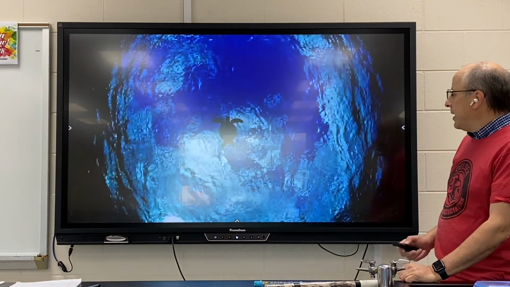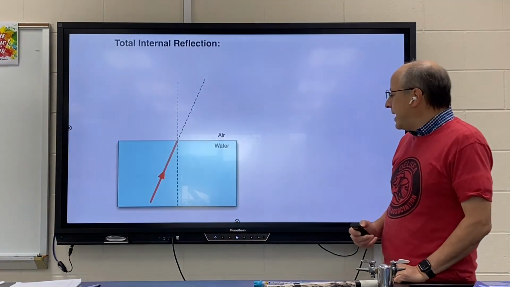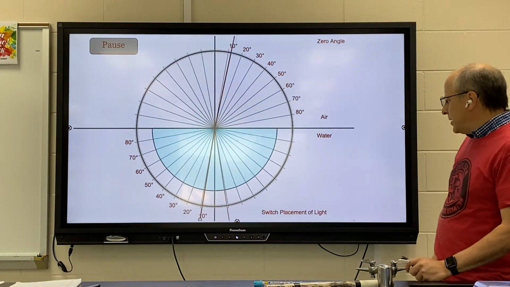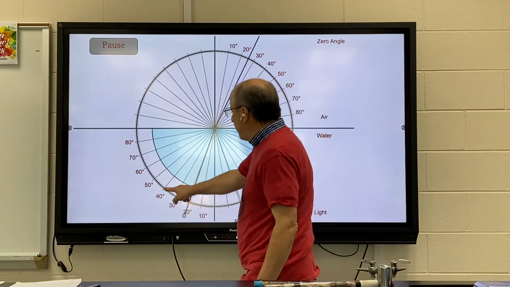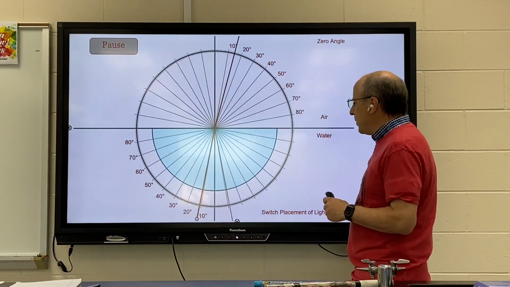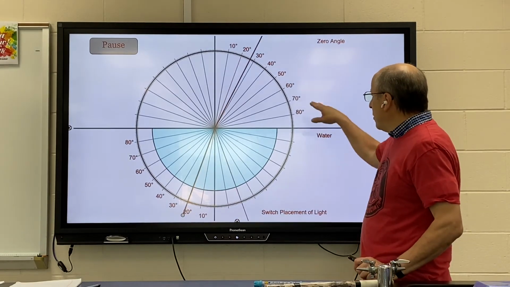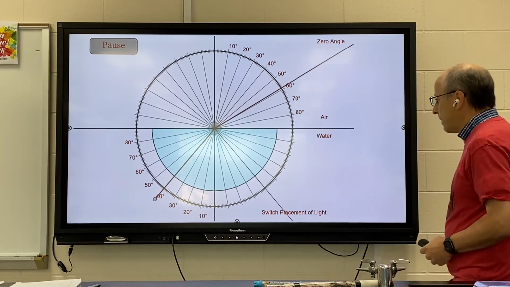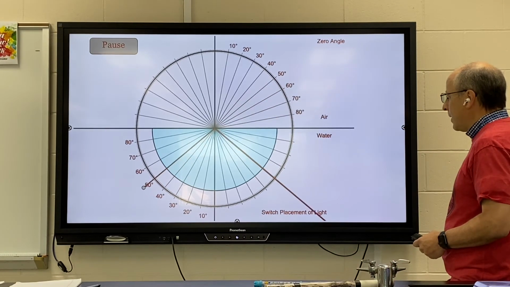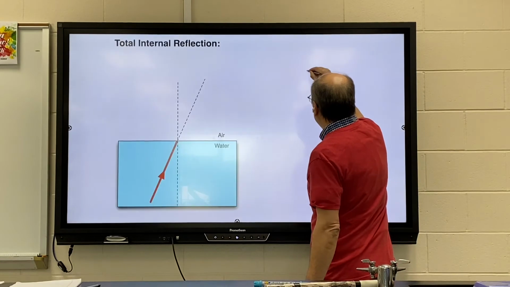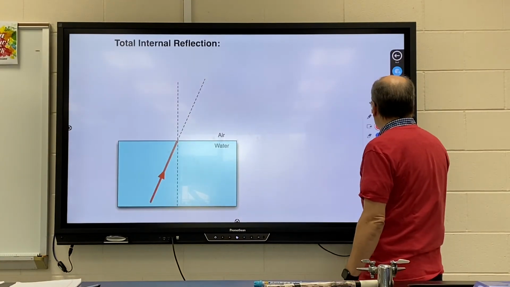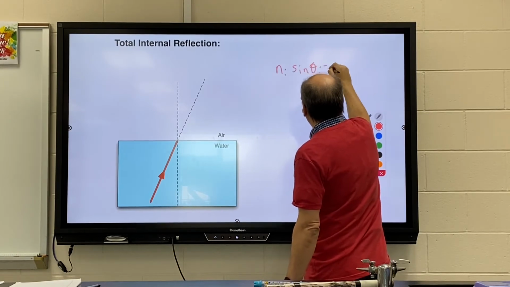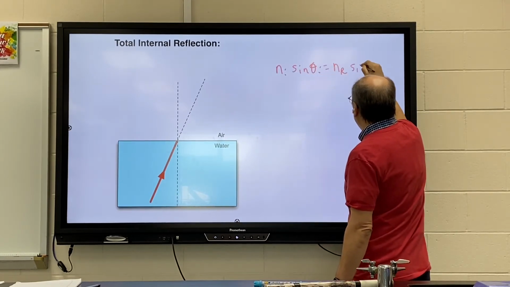Okay, the final thing we'd like to learn is how do we figure out where this angle actually occurs? So we saw, when we watched this, that it's somewhere between 40 and 50 degrees where the light can no longer escape from the water. How do we get that exact angle? We do Ni sine of angle I equals Nr sine of angle R.